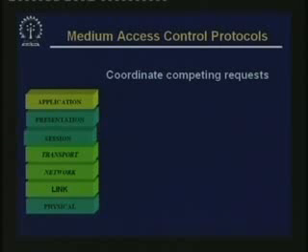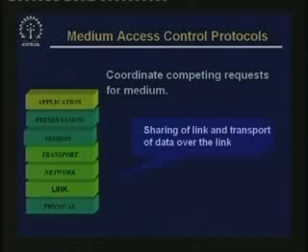Now, what medium access does is it coordinates competing requests. Requests for what? For the medium. That means there is a medium which may be an object of contention, meaning several nodes may want to use it, and the medium access control protocol has to do with how to handle that. Sharing of the link and transport of data over the link is, in general, the description of what the data link layer does.